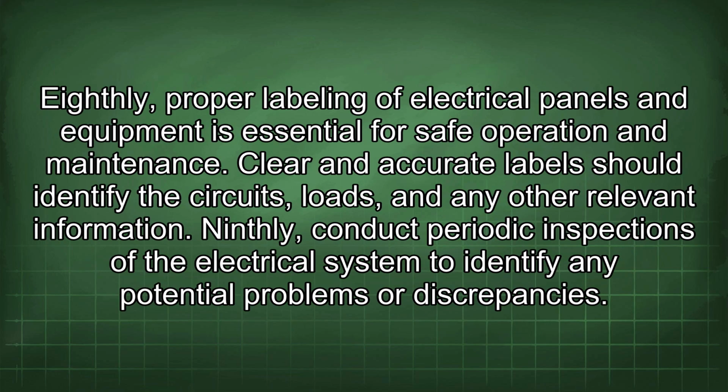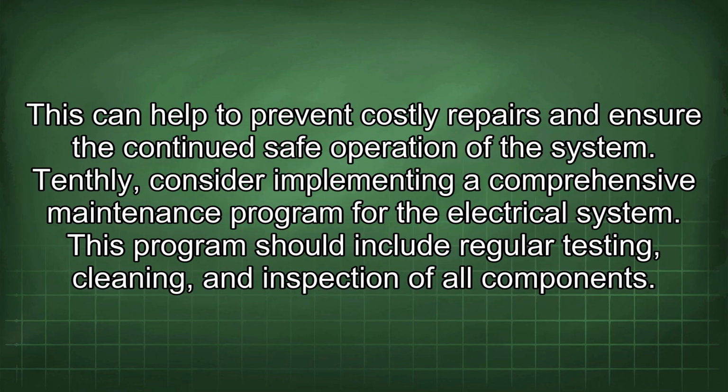Eighthly, proper labeling of electrical panels and equipment is essential for safe operation and maintenance. Clear and accurate labels should identify the circuits, loads, and any other relevant information. Ninthly, conduct periodic inspections of the electrical system to identify any potential problems or discrepancies. This can help to prevent costly repairs and ensure the continued safe operation of the system.